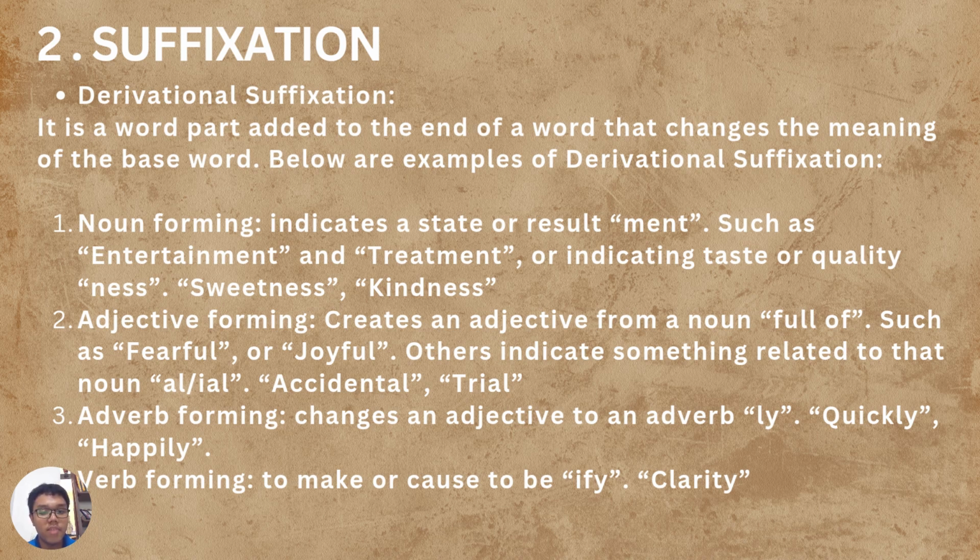We have adjective forming, which creates an adjective from a noun, ful meaning full of, such as fearful or joyful. Others indicate something related to that noun, al and ial, such as accidental and trial. Adverb forming changes an adjective to an adverb using ly, quickly, happily. Verb forming makes or causes, using ify, such as clarify, but I use clarity for more examples.